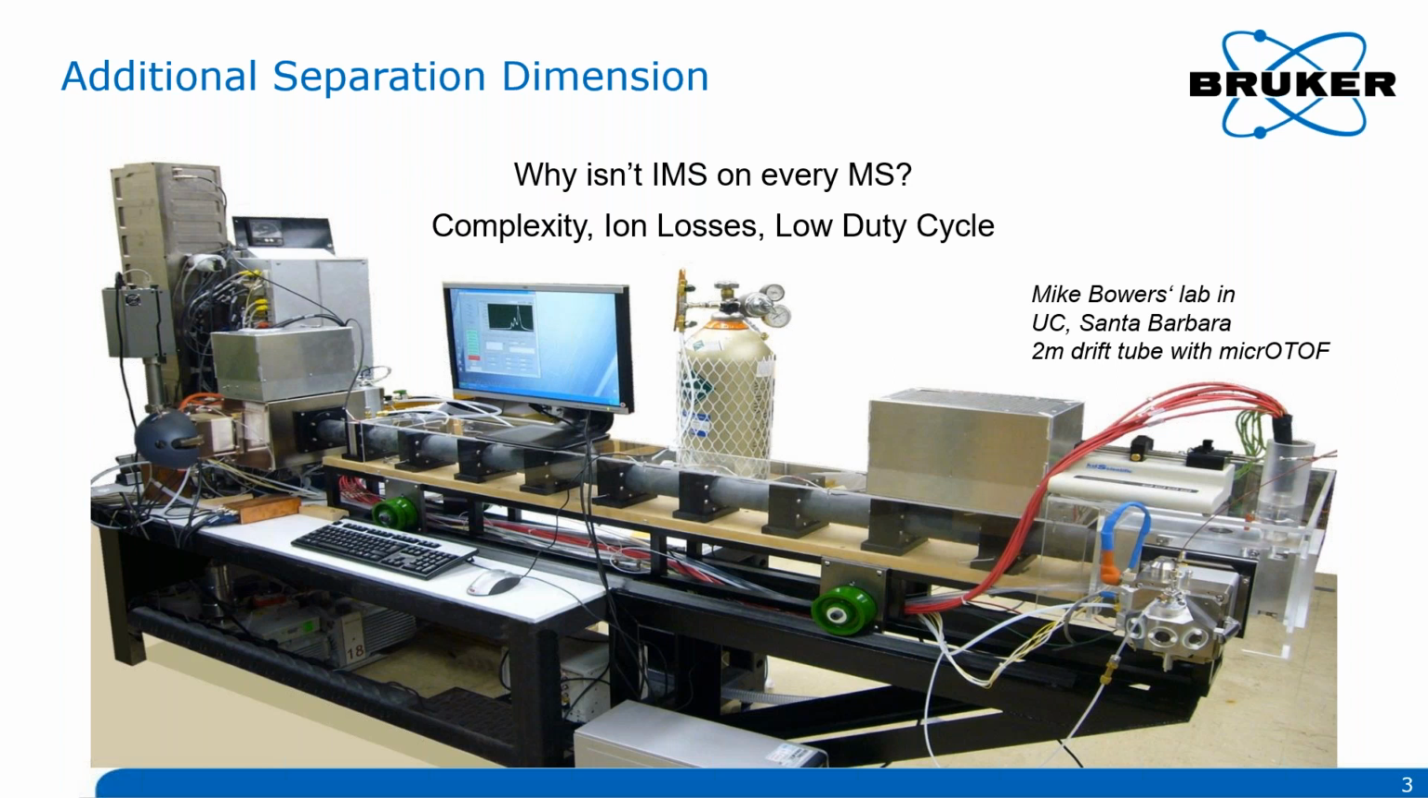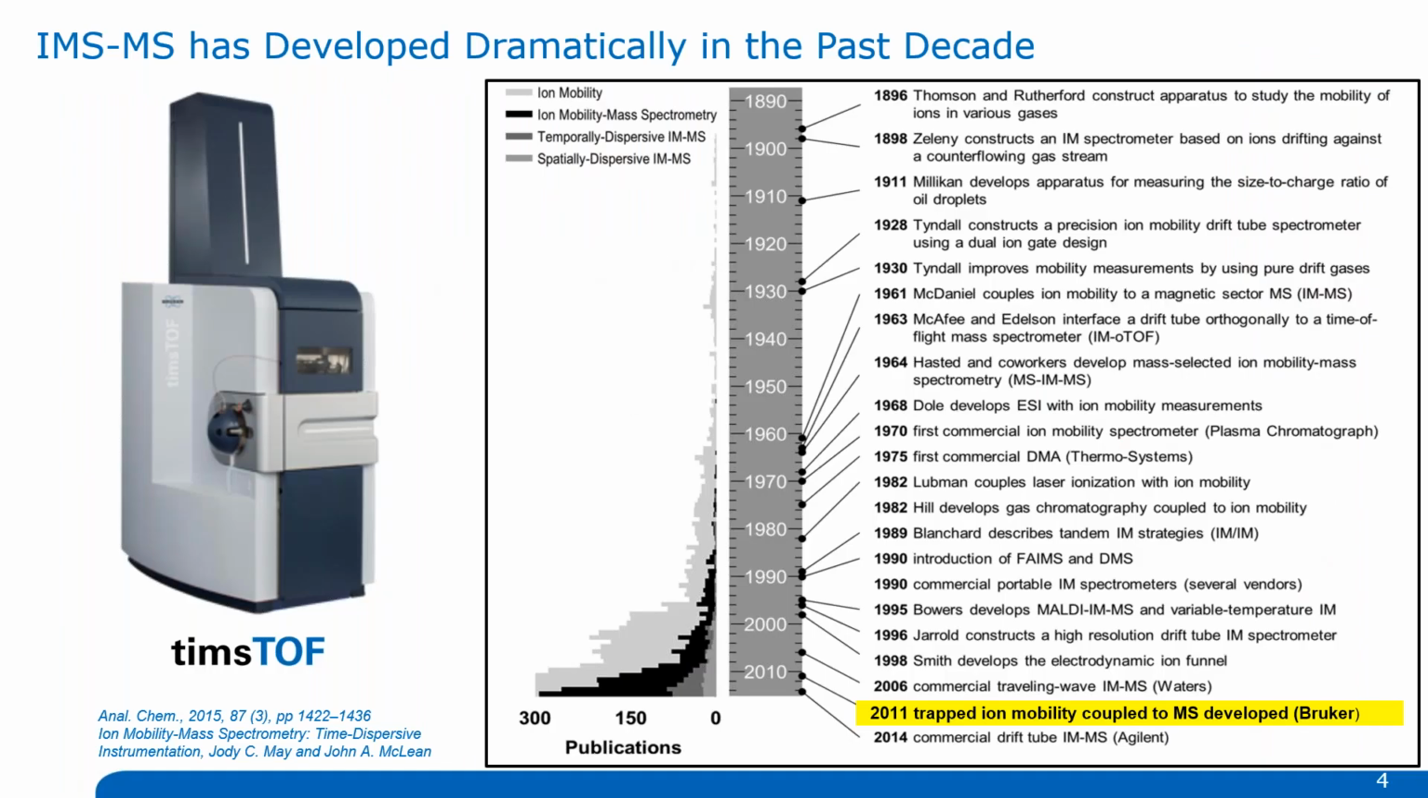So this is not what we'll be talking about today. Instead, we'll be talking about this. And this is a quadrupole time-of-flight mass spectrometer with trapped ion mobility separation stage, also known as Bruker timsTOF. Ion mobility as a separation technique has a very long history that you can track on the time scale on the right-hand side. It's more than 100 years. Bruker patented its timsTOF technology in 2011, and the first commercial instrument was released in 2016.